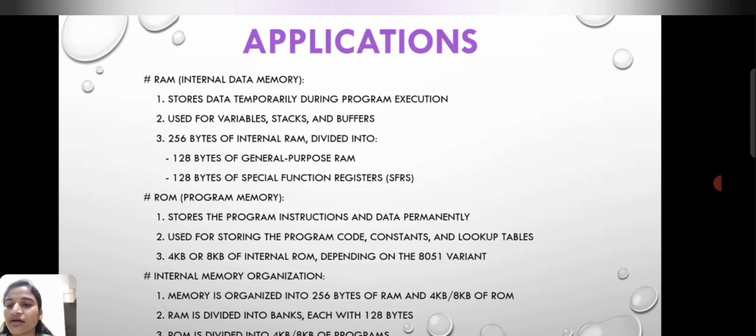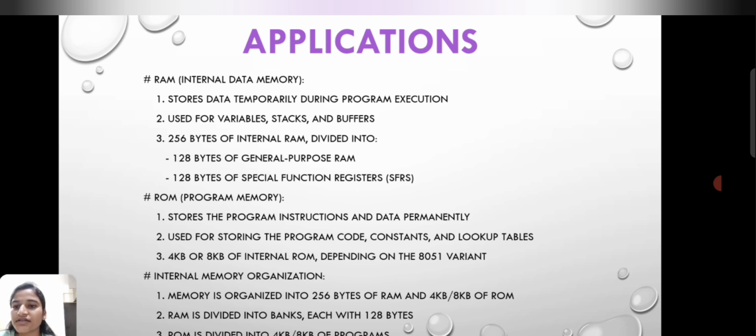Applications of RAM and ROM organization. Here, the RAM is internal data memory, which stores the data temporarily during program execution and is used for variables, stacks, and buffers. Here it consists of 256 bytes of internal RAM, and these are divided into 128 bytes of general purpose RAM and 128 bytes considered as SFRs, nothing but special function registers. And this ROM is program memory. This stores the program instructions and data permanently, and is used for storing the program code contents and lookup tables. And 4 KB or 8 KB of internal ROM depending on the 8051 variant.